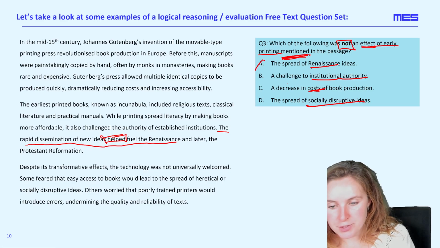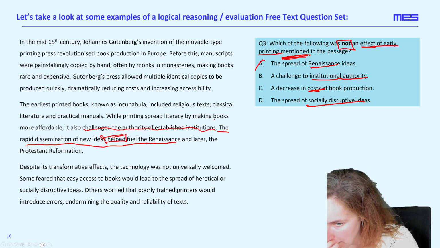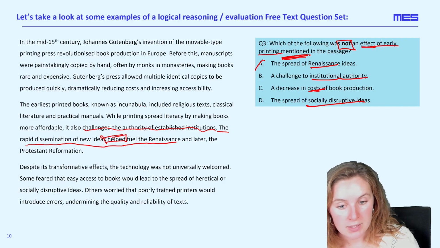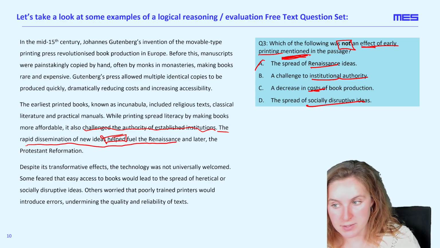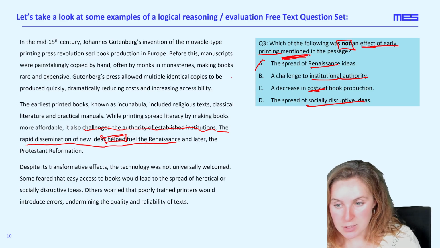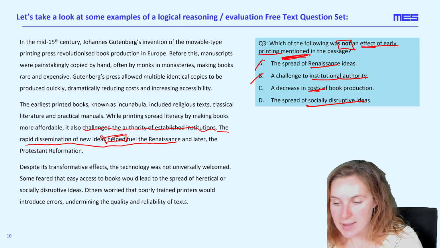A challenge to institutional authority. I can see challenged authority right here in the same section. While printing spread literacy by making books more affordable, it also challenged the authority of established institutions. Okay, again, definitive language. We can see that it actually was the case and is not a probably. So it's not mitigation, and it seems like causation, that happened.